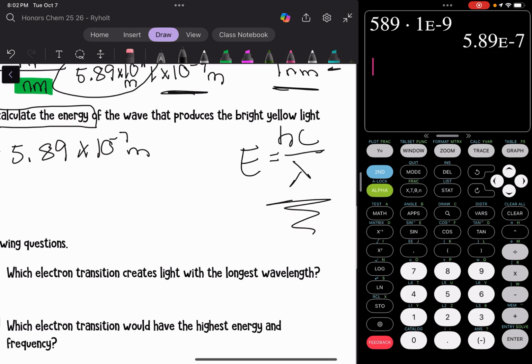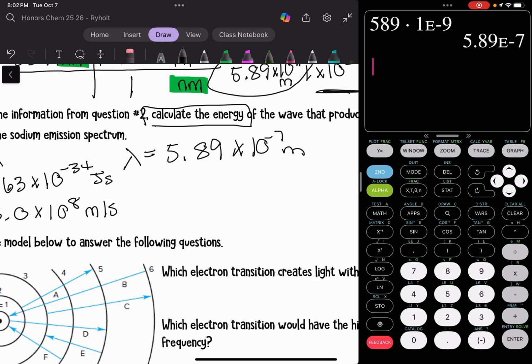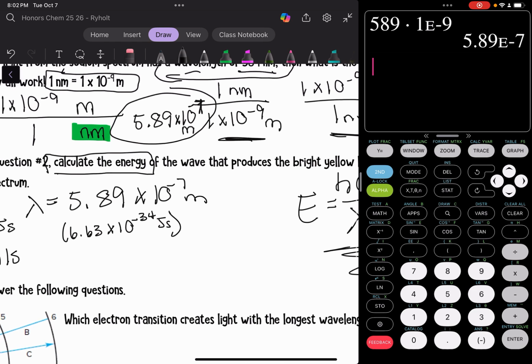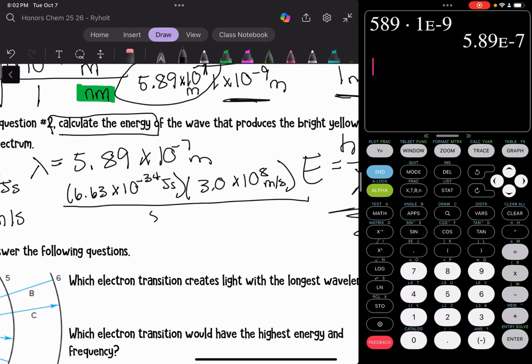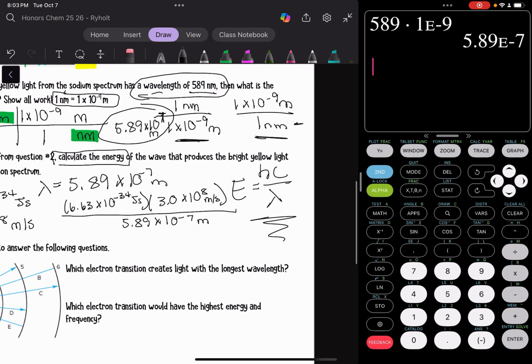All right, so now let's just plug this into our formula. On the top, we have Planck's constant and the speed of light. So we have 6.63 times 10 to the -34 joule seconds times 3.0 times 10 to the 8 meters per second, all over our wavelength, which is 5.89 times 10 to the -7 meters. Okay, now we just need to put it in our calculator.